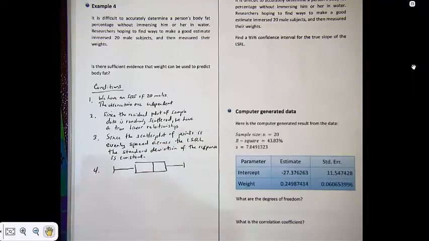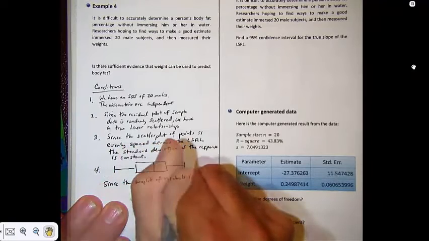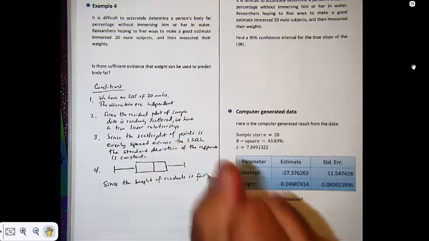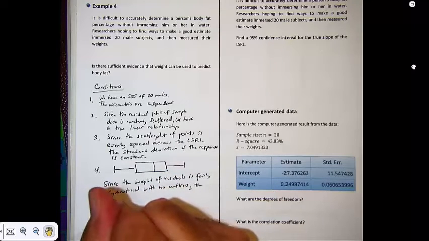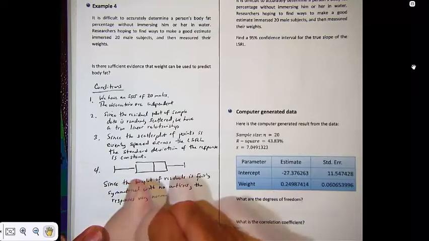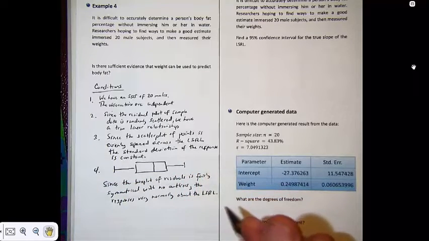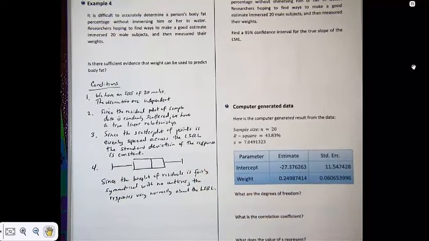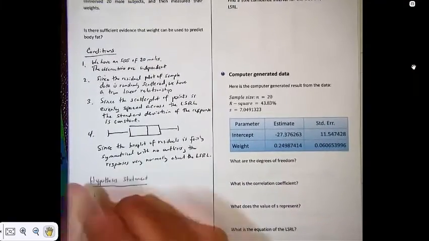And so I'm going to say now, since the box plot of residuals is fairly symmetrical with no outliers, the responses vary normally about the least squares regression line. So now our conditions for inference have been met. Now let's go ahead and take a look at our hypothesis statement.